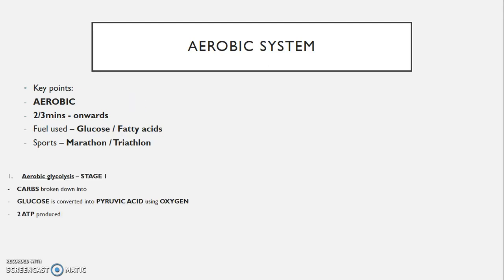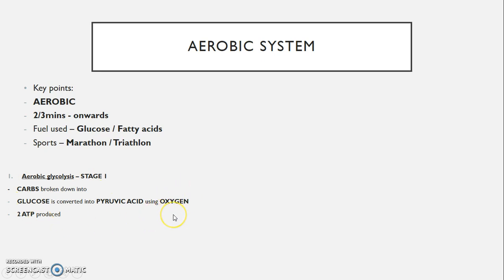Stage 1 is known as aerobic glycolysis. So if a question asks you just to evaluate, analyse, describe, explain the aerobic system, you'll have to go through this. Aerobic glycolysis is the first stage. Carbs are broken down into glucose. This is converted into pyruvic acid, just like the lactate system. However, the difference is now oxygen is present. So what happens is we get another stage from this. So from this whole process, 2 ATP are produced, just like within the lactate system.